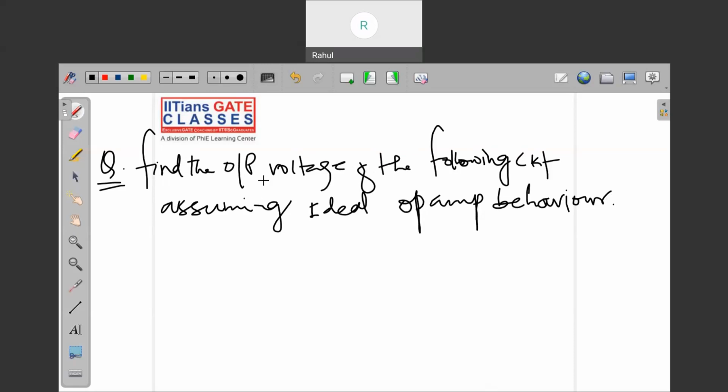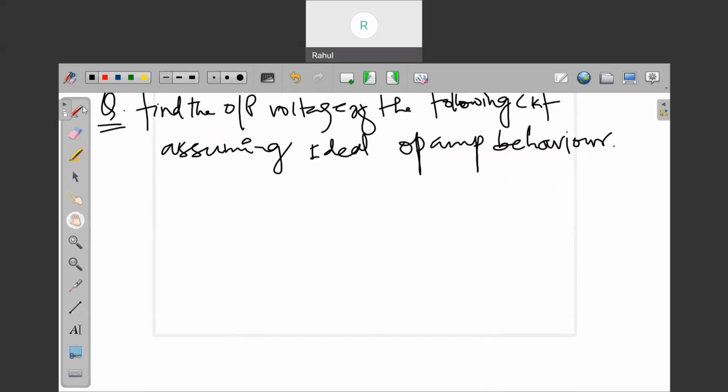Find the output voltage of the following circuit, assuming the ideal op-amp behavior, remember. The circuit is slightly big, so I will draw the circuit, and you can solve it yourself. I will hint you how to solve the circuit here.